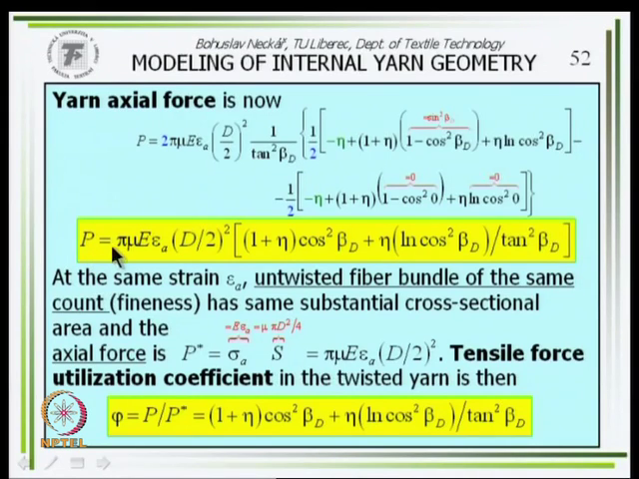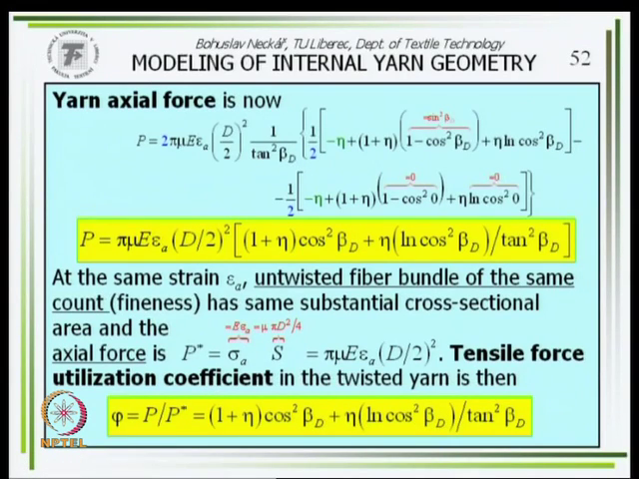We obtain this equation for force P. Force P is given by pi times mu, packing density, times modulus, maybe Young modulus, times epsilon A, axial strain of our yarn, one half of yarn diameter square. And here is angle beta D, peripheral angle of fiber in yarn on the yarn surface, and eta. Okay, it's nice, but more interesting can be the tensile force utilization coefficient. We know the force which we need for elongation of the yarn using strain epsilon A, axial strain.